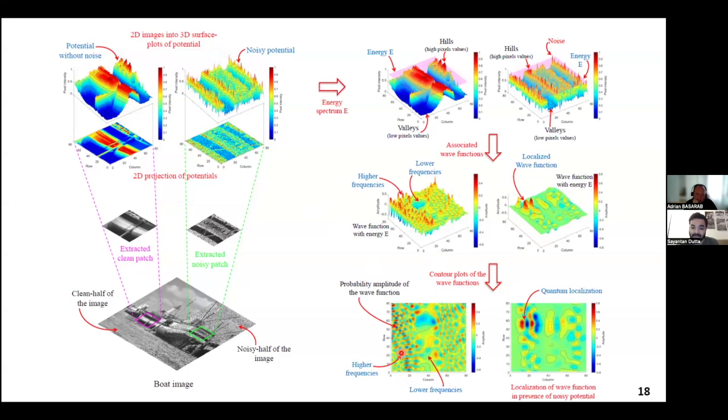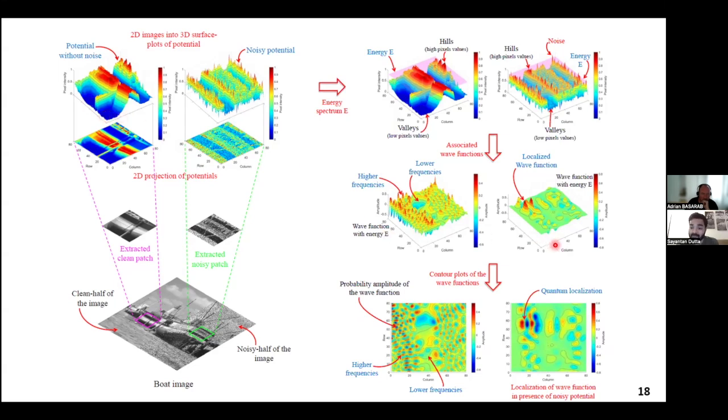On the other hand, on these two sides here, the frequency of the wave function is very high, and this is associated with the low pixel value. So you can see that the wave function is using different levels of frequency to probe different regions in the image, different pixel values. So that is the adaptive nature.